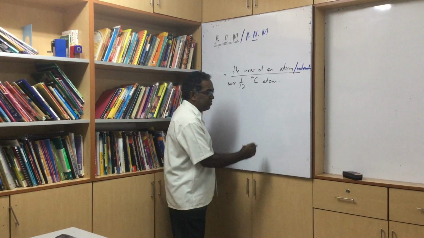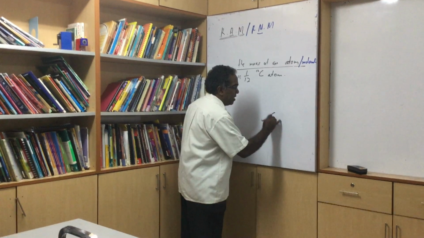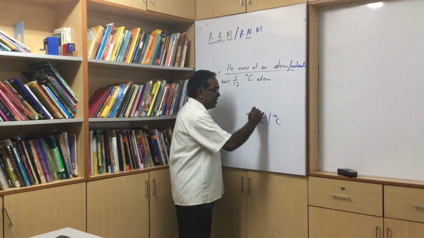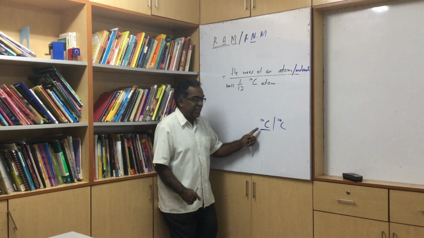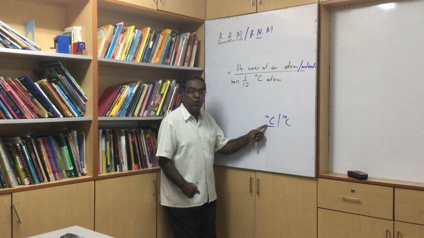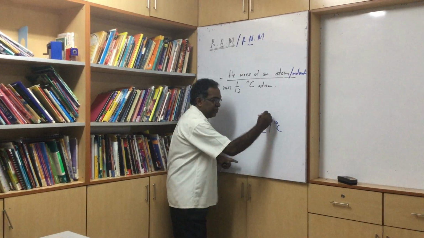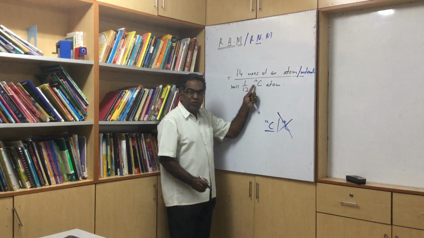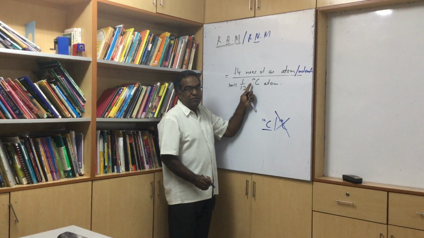Now remember, there are two isotopes of carbon, carbon-12 and carbon-14, which is relatively stable. But what we choose is the most stable non-radioactive form, that is the carbon-12 isotope. So we don't want carbon-14, so it must clearly be mentioned the carbon-12 isotope.